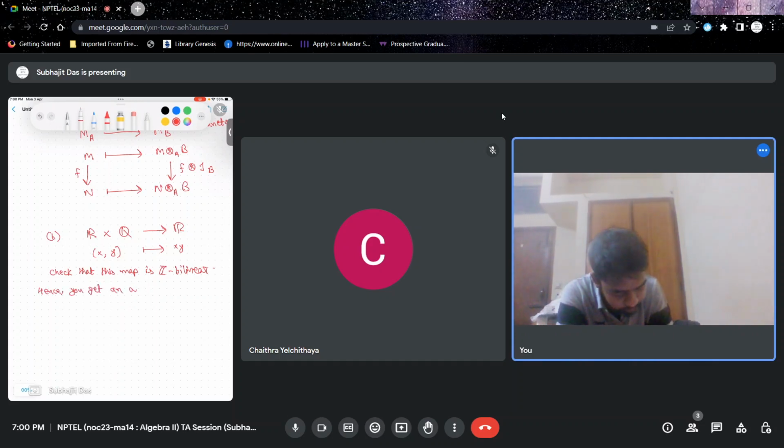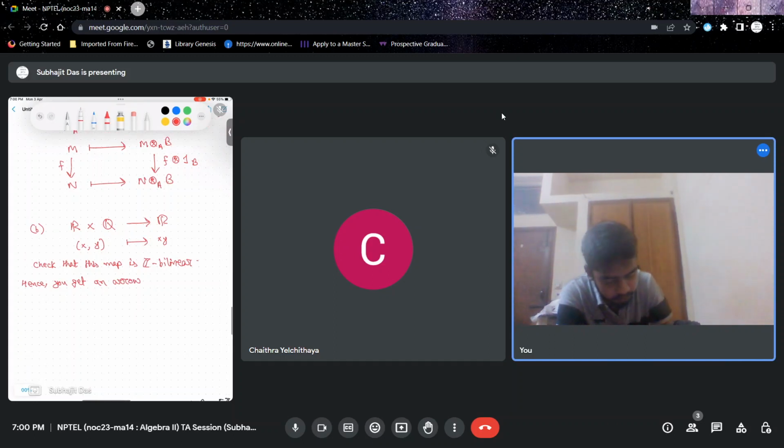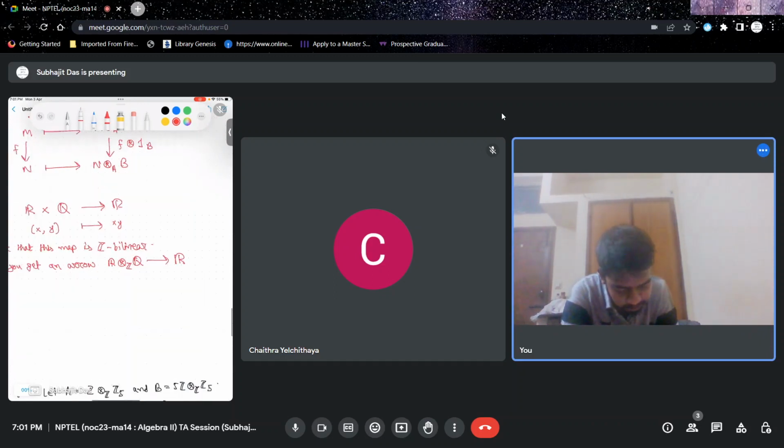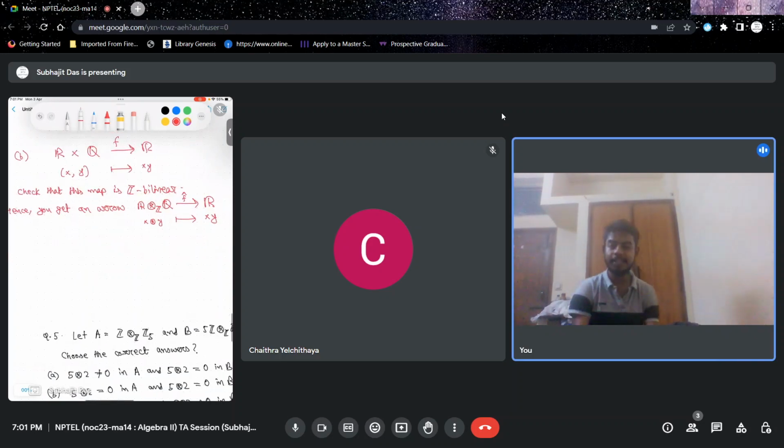Okay, so check that this map is Z bilinear, hence you get an arrow from R tensored over Z with Q into R, right? Let's call the original map F, this is F hat. It takes x tensored y, an elementary tensor, a generator in this Z module, to xy. Okay.